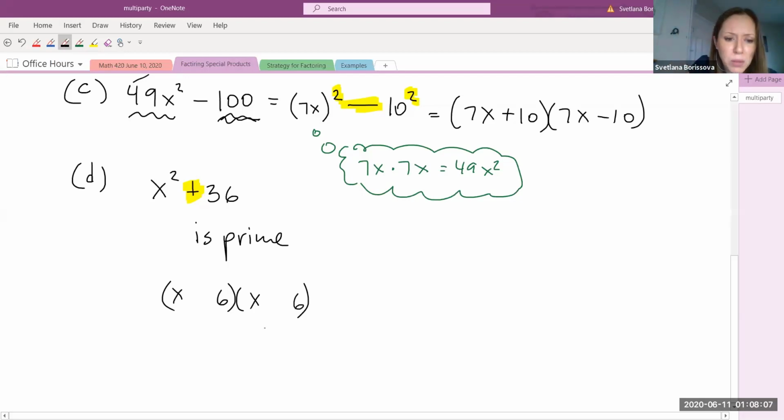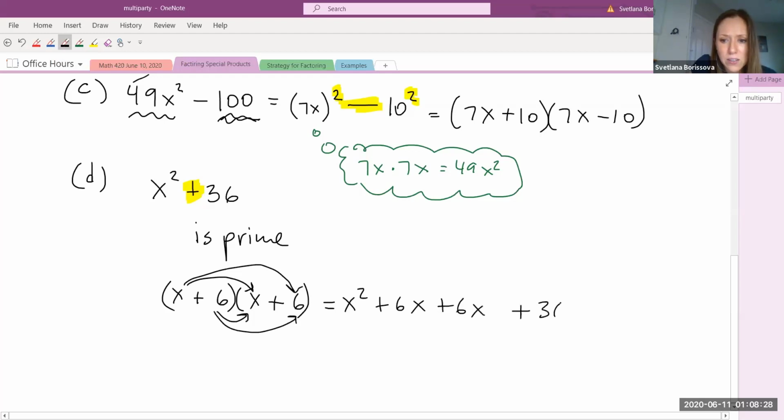Well, if I'm not going to use plus and minus, maybe I'll use 2 pluses like that, right? I mean, that's probably the best guess. Why would this not work? Well, x times x is x squared. X times 6 is 6x. And then I have the other 2, so it's another 6x plus 36.